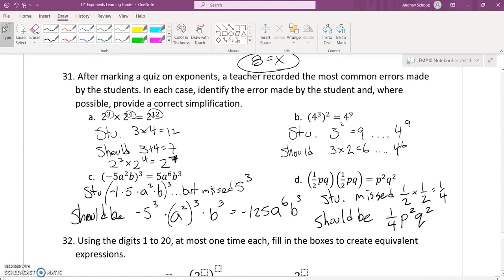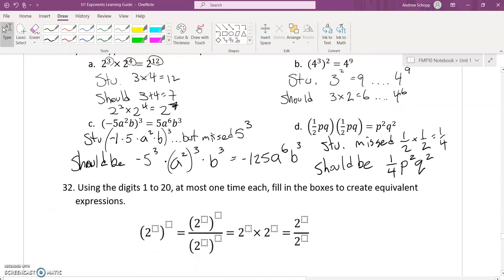For 31, just looking at some common mistakes. So with A, you can see the common mistake would be that the student multiplied the exponents here, but because we're multiplying the powers, we actually end up adding the exponents. For B, we have a power of a power here, but it looks like they've squared the 3, so they went 3 squared instead of going 3 times 2 to get 6. I'll leave the other ones for you to check out.